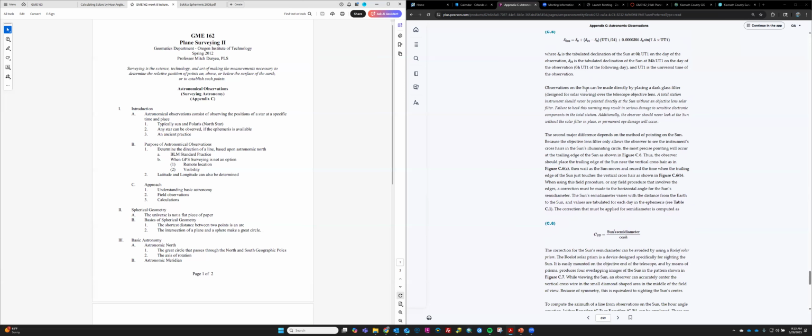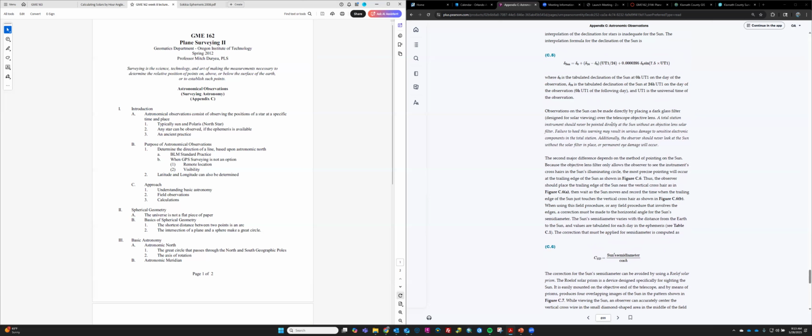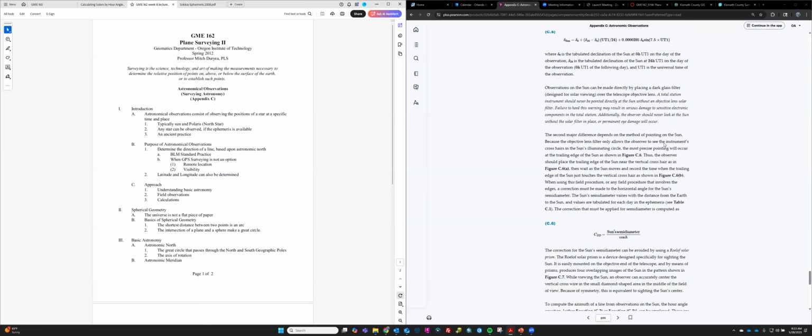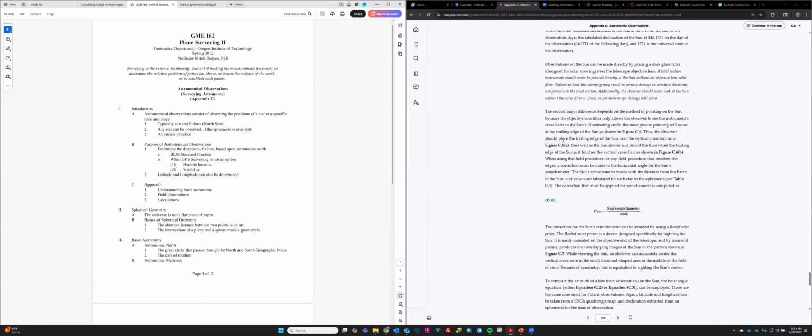Observations of the sun can be made directly by placing a dark glass filter over the telescope objective lens. A total station should never be pointed directly at the sun without an objective solar lens filter. Failure to heed this warning may result in serious damage to the electronic components of the total station. Additionally, the observer should never look at the sun without the solar filter in place, or permanent eye damage will occur. Take that as a note when you do the lab.